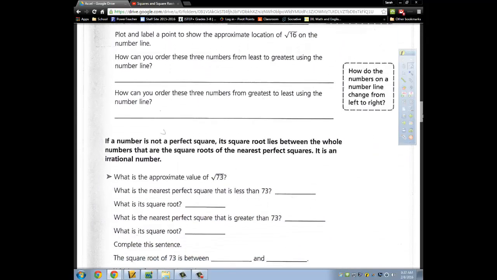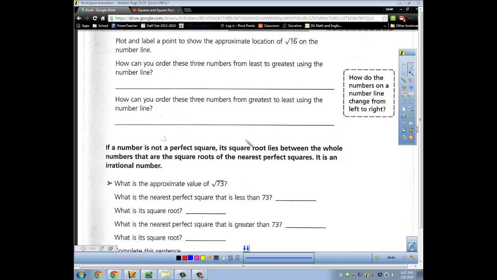Okay. Next, how can you order these three numbers from least to greatest using the number line? Well, you'd think they want some fancy answer, but they don't. All you have to do is write them in order from left to right. The reason for that is because on our number line, the numbers on the left are smaller than the numbers on the right. So if you want least to greatest, just write the numbers from left to right. How can you order these three numbers from greatest to least? Well, it's the opposite. Write them in order from right to left.